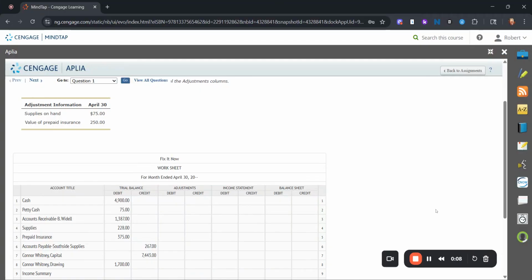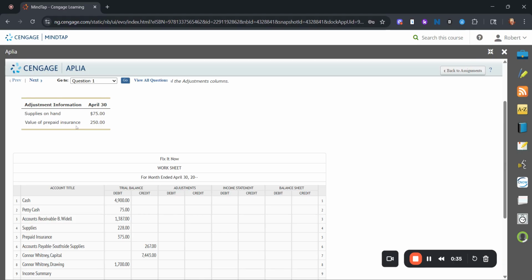Okay, so now we have the 6-2 work together. Going to do some more work on our worksheet. So in this section, we're going to do some adjusting entries. So the two accounts that we're going to make adjustments to are supplies and prepaid insurance.